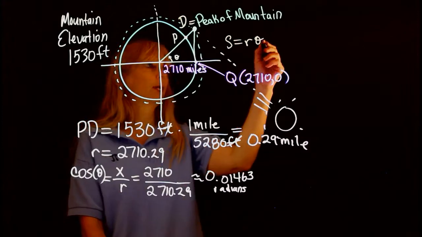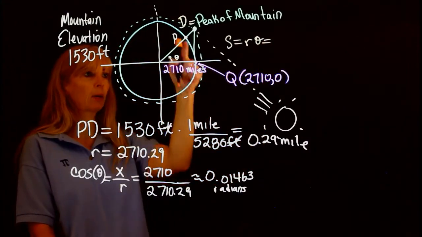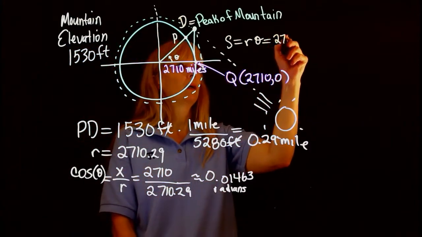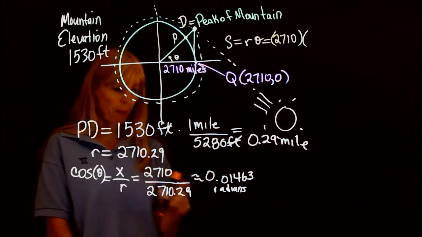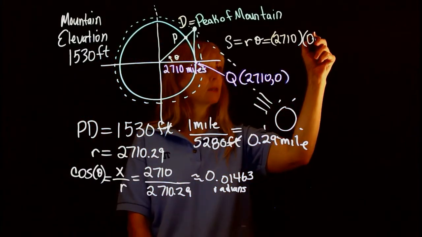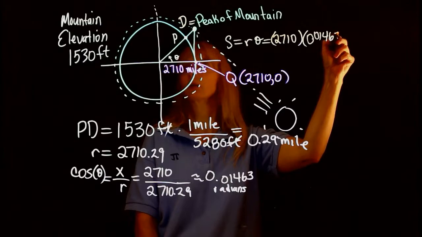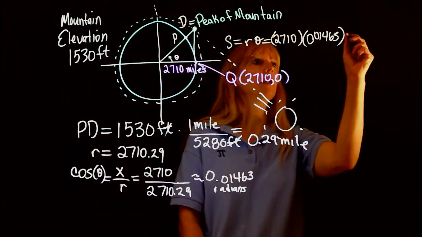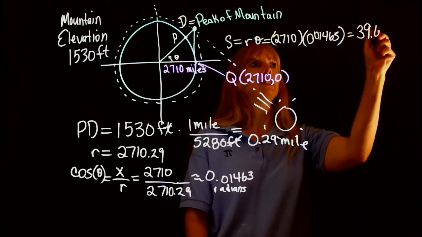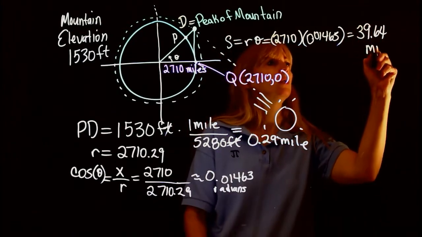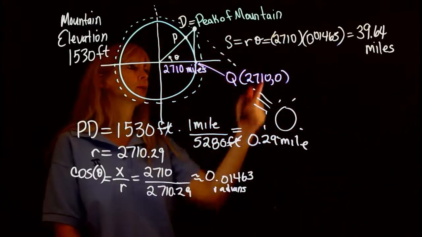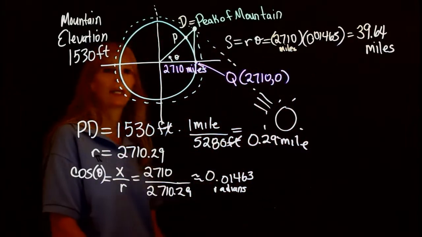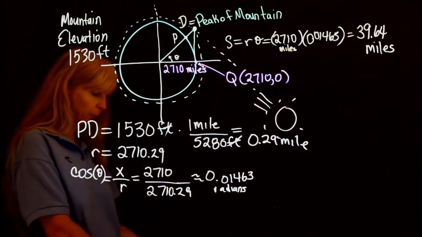Nice little formula to remember. And so we know in this case, if I'm on this inside one, I'm back to my radius, the R being 2710, and I just found my angle, 0.01463, and that gives me, in this case, 39.64, and that's in miles, because of course this was in miles. So that gives me that nice little arc length as this is moving.